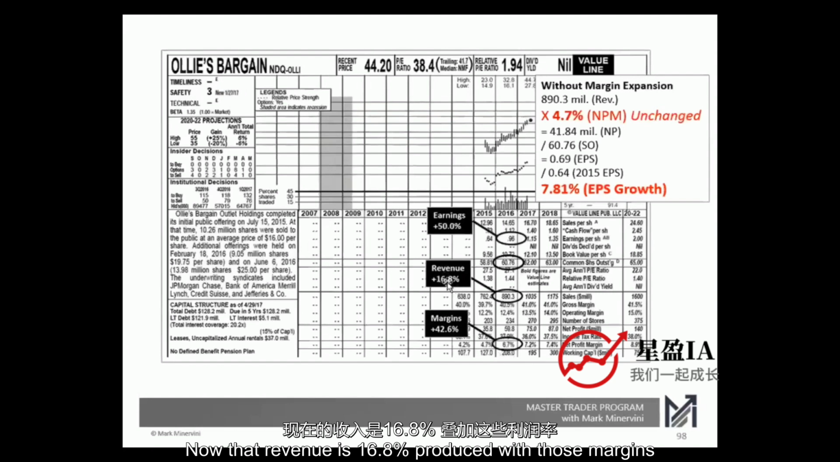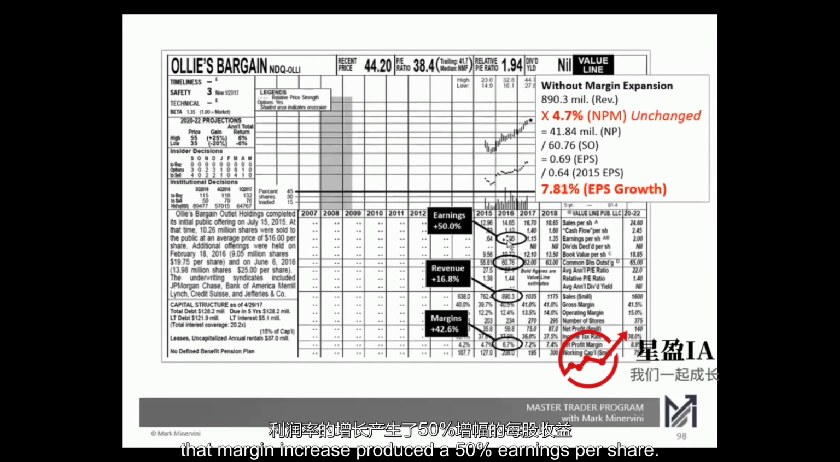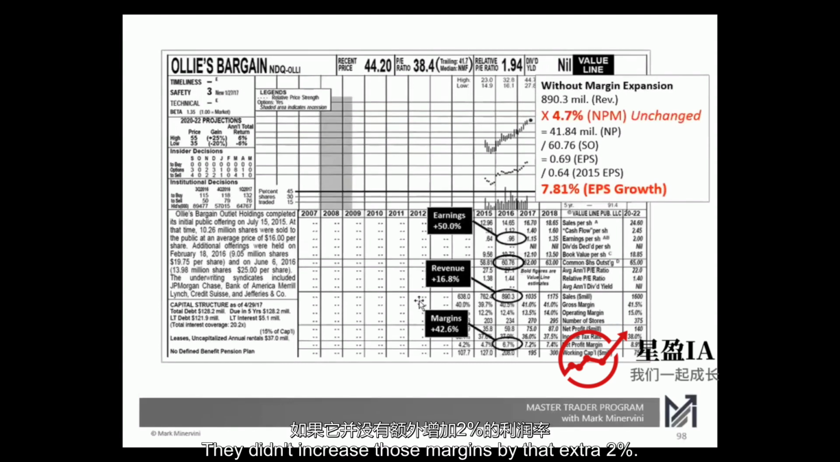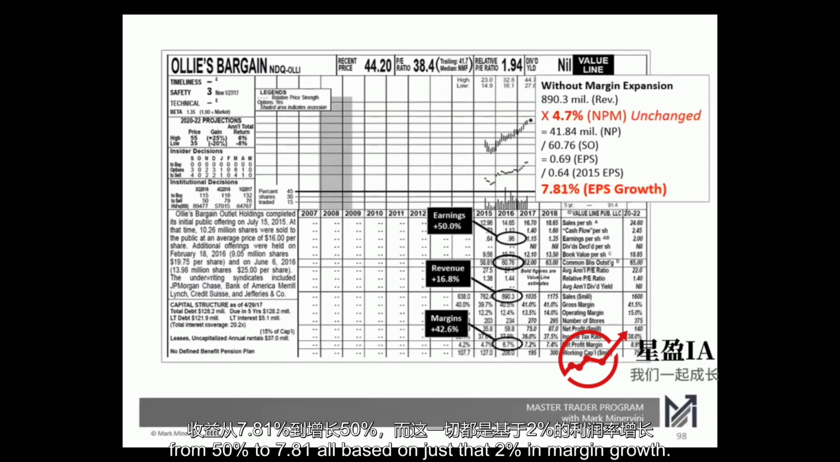Now, that revenue growth of 16.8%, produced with that margin increase, produced a 50% earnings per share increase. Let's just say the exact same scenario happened, but they didn't increase those margins by that extra 2%. Well, these are the numbers here. If they kept it at 4.7%, earnings would only be up 7.81%. From 50% to 7.81%, all based on just that 2% in margin growth.